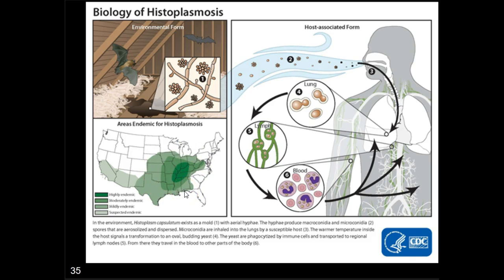Temperature triggers spores to convert into yeast. Most patients who inhale these spores recover very quickly from an infection, but in immunocompromised patients, these yeast get into macrophages, and then these spores are distributed. These yeasts are distributed throughout the circulatory and lymphatic systems.